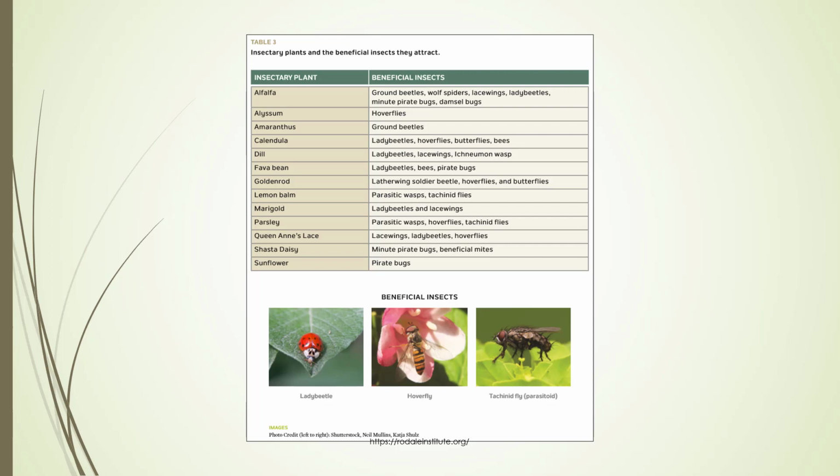This isn't an end-all list of plants that can attract them, but you can see calendula, dill, fava bean, marigolds, Queen Anne's lace, etc. There are many lists, but these are some great plants you can plant to attract them.